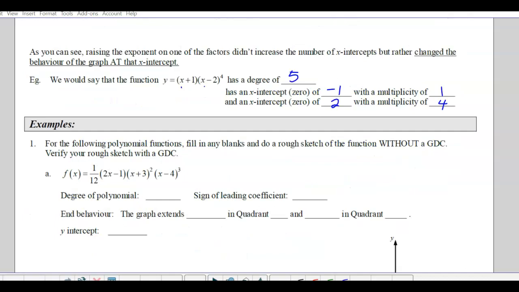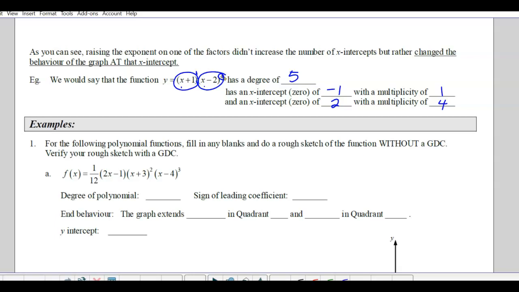Okay, so I've actually filled in this already, but the example here says we would say the function x plus 1 times x minus 2 to the 4th has degree 5 because there's 4 x's multiplied together there and 1 x there. The exponent on this bracket is understood to be 1, so it has a multiplicity of 1 at -1. This has a multiplicity of 4 at x equals 2. Okay, so that's going to help us graph a bunch of these polynomial functions. So let's look at some examples.